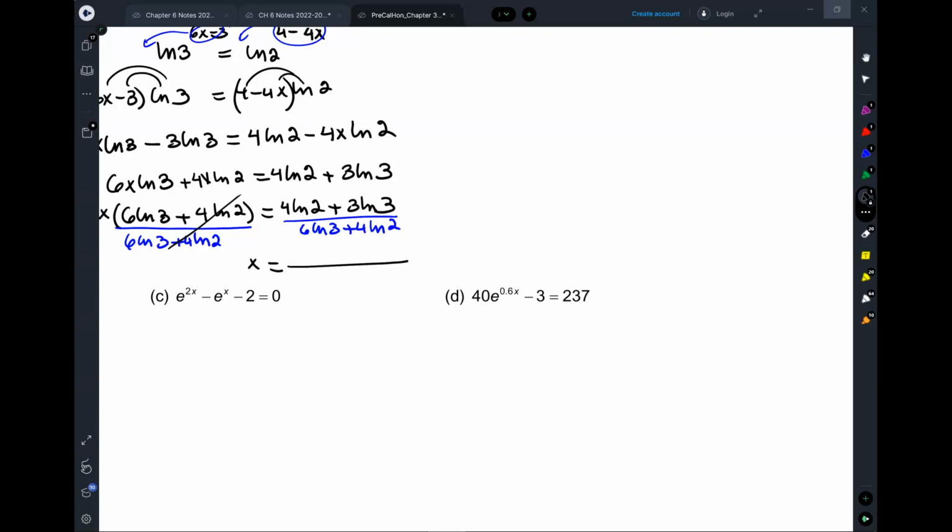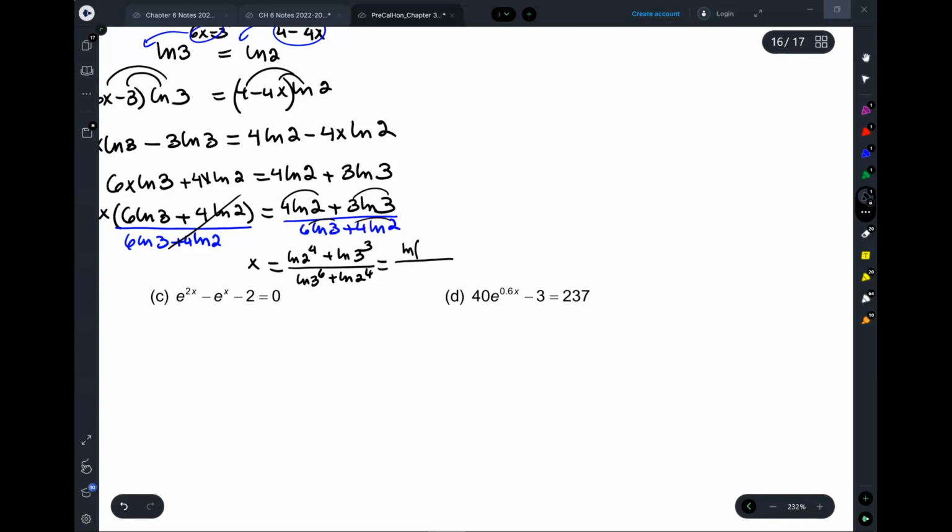Okay, so now look at this. This is not simplified. So you have to simplify this. Each of these coefficients have to become exponents. So this becomes ln of 2 to the 4 plus ln of 3 cubed over ln of 3 to the 6 plus ln of 2 to the 4. Now you can condense even further. How can you condense these? Ln of 2 to the 4 times 3 cubed, ln of 3 to the 6 times 2 to the 4.